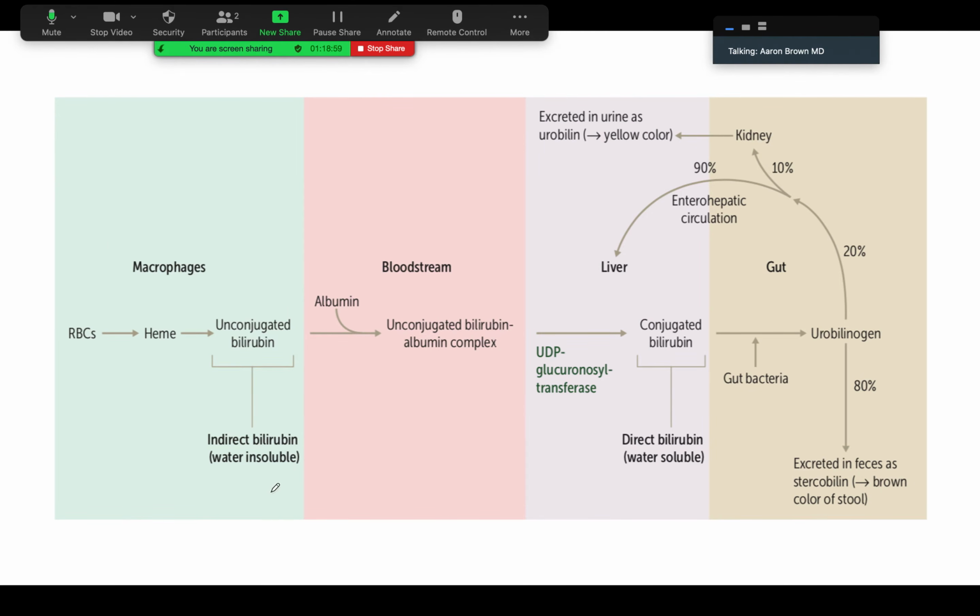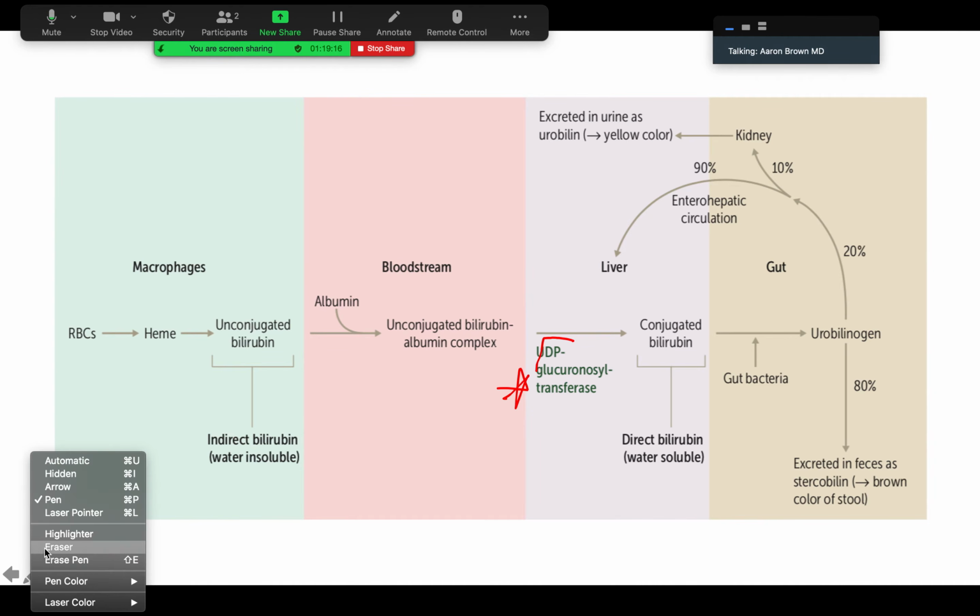Okay, so looking at that breakdown from red blood cells to heme to unconjugated bilirubin, that is going to bind to albumin while in the bloodstream. We don't want it floating around by itself. UDP glucuronosyl transferase. This is a very important enzyme for your Step 1.